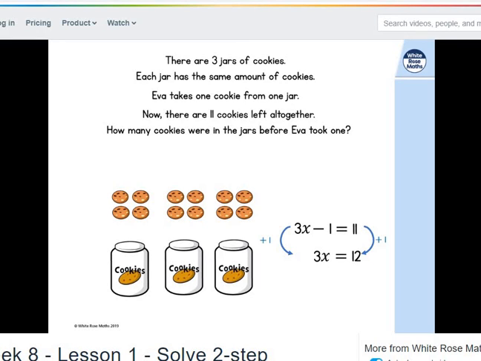So how did I find out the amount of cookies in 1 jar? Well, I have to divide it by 3, because there are 3 jars. So, if there are 12 cookies in 3 jars, in 1 there would be 4. So, there will be 4 cookies in each jar. And we can see that here.